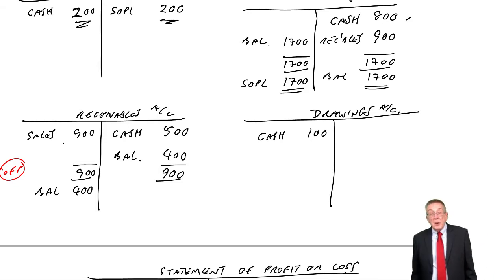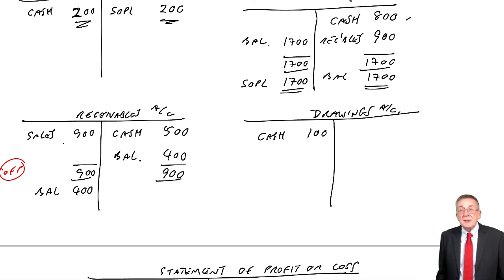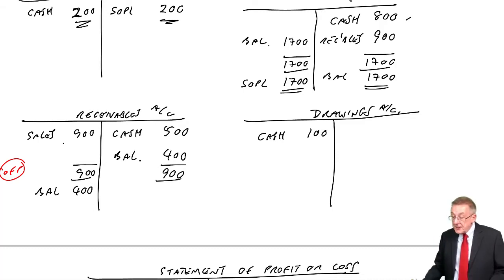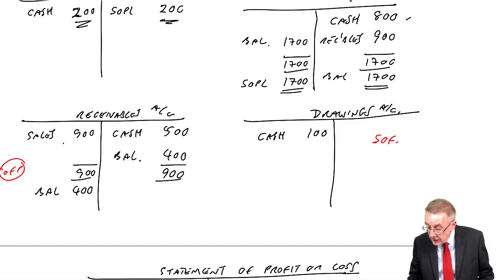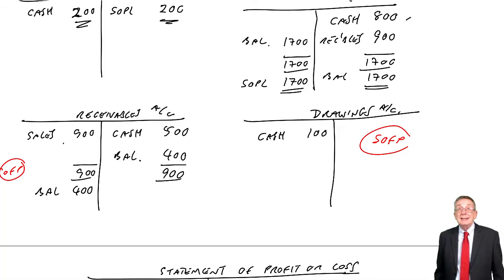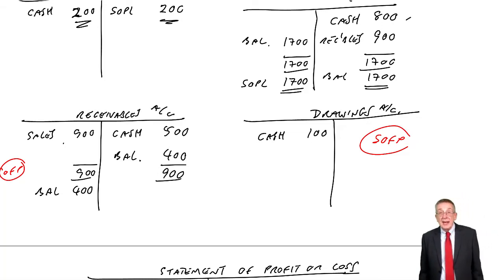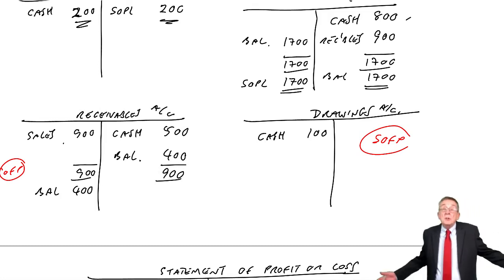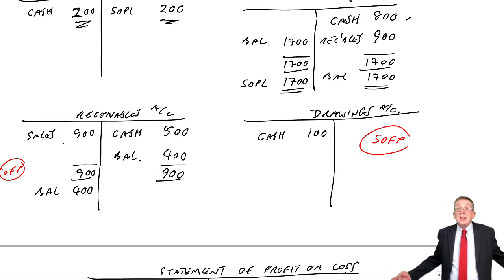And similarly, although slightly funny one, drawings. Drawings appears in the statement of financial position. It reduces the amount owed to the owner. Leave the balance there. Now I'm nearly there, but see what's happened. Any balance that appears on statement of financial position, you do nothing. Leave the T account as it is.